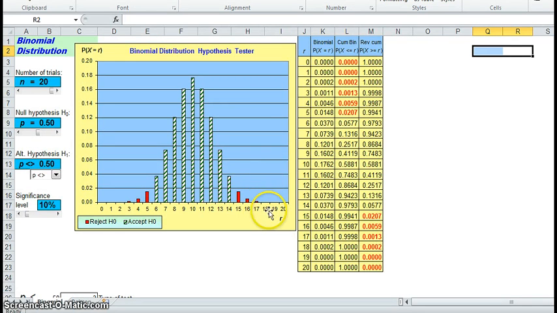If we look at the tables, this is what we've got. We can see when x equals 15, the critical region starts, and when x equals 5 is on the lower end of the tail. And so we've got x equals 15, which lies in that critical region, and therefore we reject our H0.